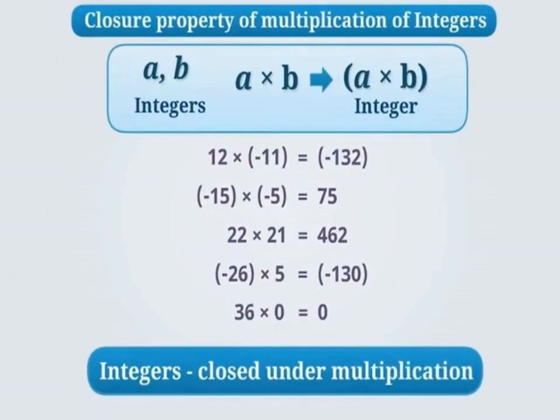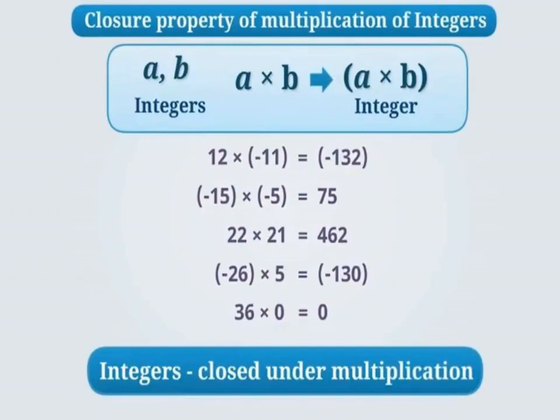Suppose we take 12 and minus 11. 12 is one integer, minus 11 is also an integer. The product of these two integers is minus 132, because plus into minus gives a negative product. The product of 12 into 11 equals 132. So 12 is one integer, minus 11 is another integer, and the product is also an integer.